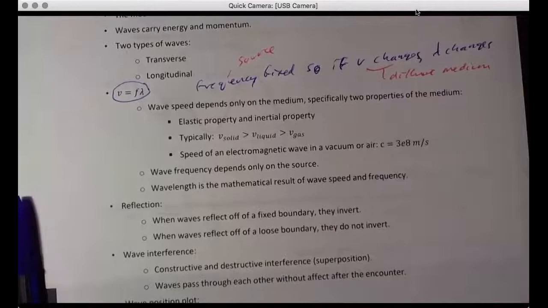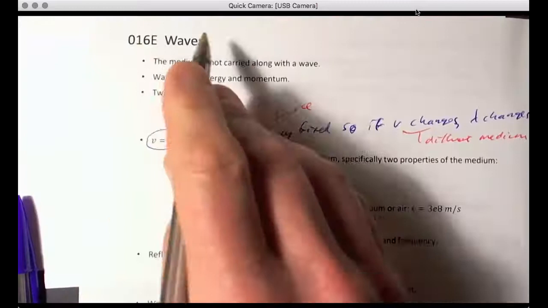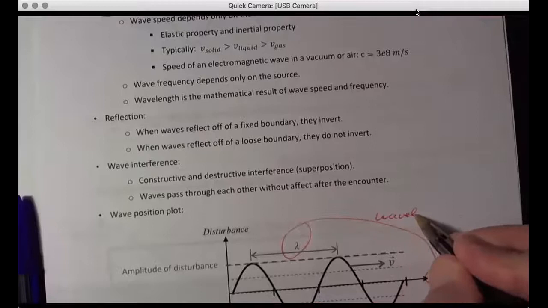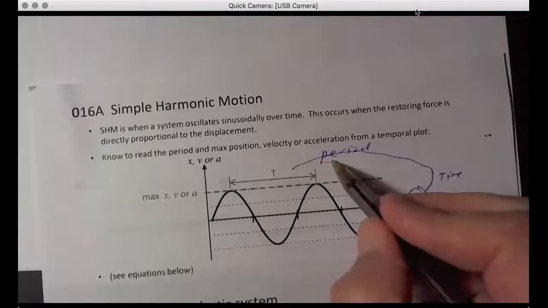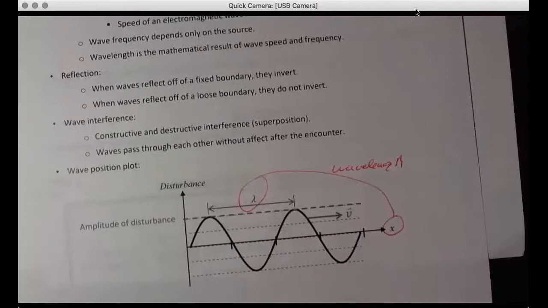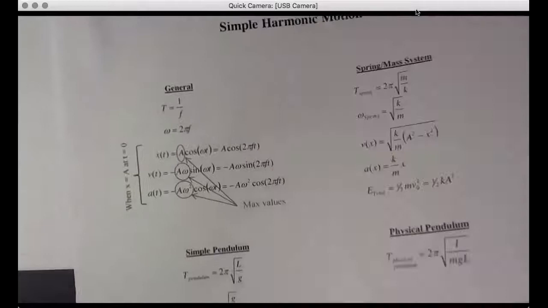Down here, by the way, these are all available under the exam parts at the top, these sections. If this is x, you get lambda, wavelength. Just like before, you had t, which was period. Right, I pop back to that page. Oh, it's right here. See, period is when you have time. Wavelength is when you have position. And simple harmonic motion, basically it's what I just showed you, right? Like this is doing the same thing here, except I lose this again.